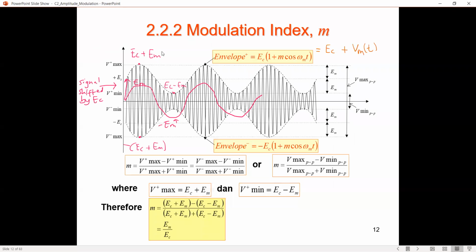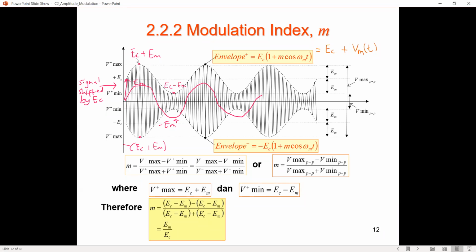This pink line is actually our EM signal. Before modulation, it's centered around the axis at 0. When we modulate, the whole signal will be shifted above. So instead of Vmax positive being EM, for example, it will be EC plus EM. The same thing for negative: the negative is the inverse of our EM, and then it will be shifted by minus EC.